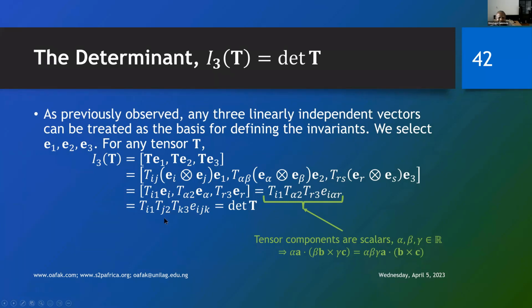How many terms are here? Can somebody tell me how many terms are inside that? Okay, so you can see there are 27 of them because we are summing over i, over j, and over k. Good.